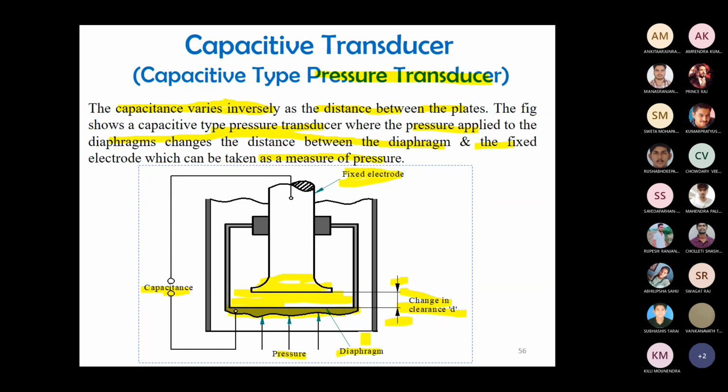As the diaphragm moves, automatically the capacitor value is changing. So it is a very sophisticated device. By using the capacitor transducer, it is very sophisticated. Minimal changes, the charge is changing, so it is very sensitive. That's why it is very costly also.